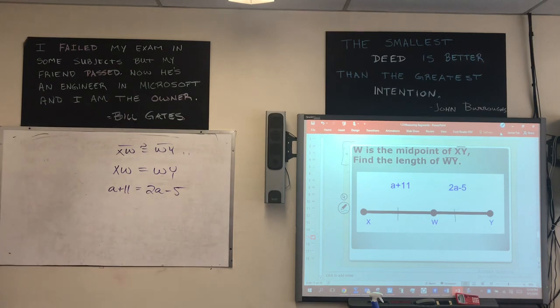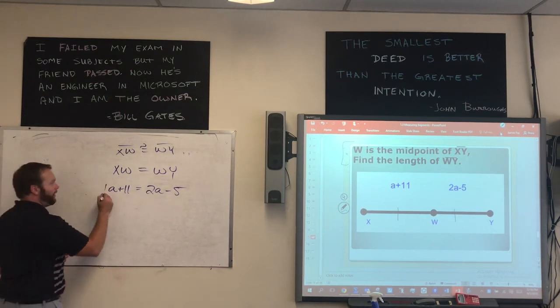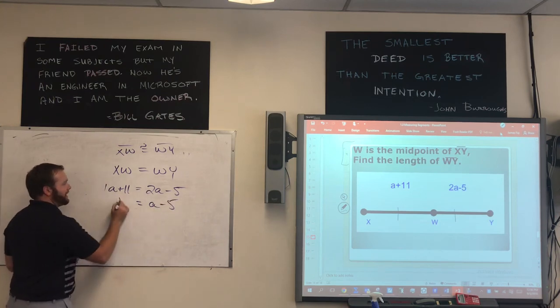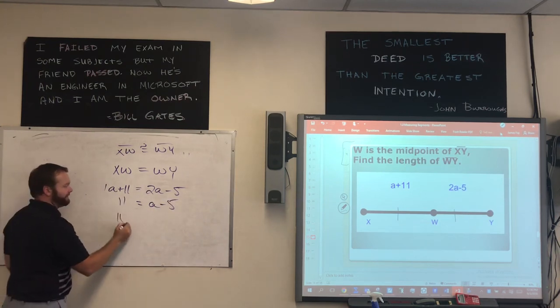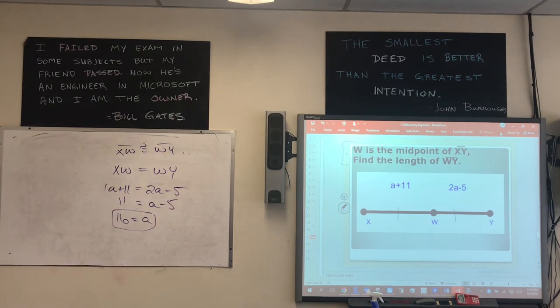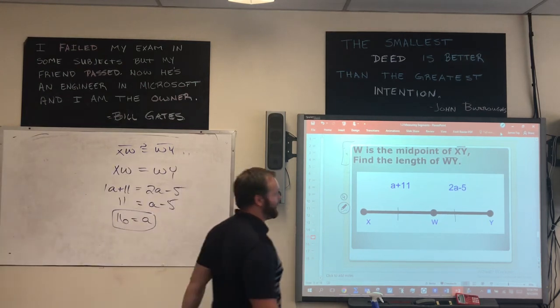And we should all be able to solve that. Move my 1a to the right-hand side, excuse me, 1a over here. Minus 5 equals 11. Add 5 gives me 16 equals a, right? So 16 is a. But I should be able to check myself to make sure that makes sense. Because when I plug back in, I should get two values, two distances that are what to one another? They should be equal. So I plug 16 in for that a.